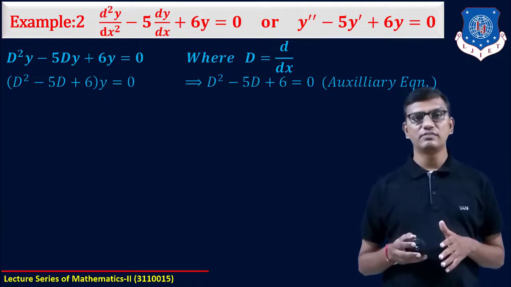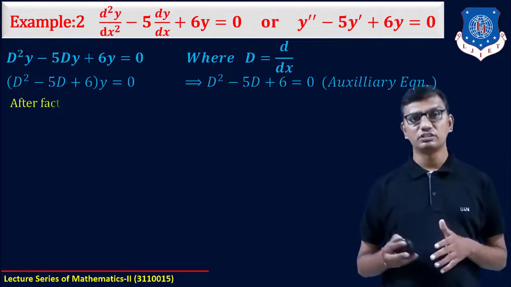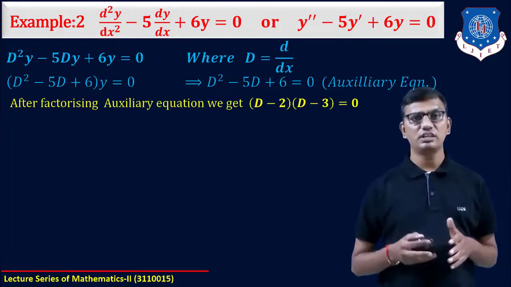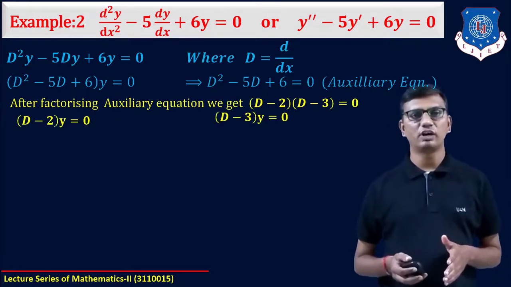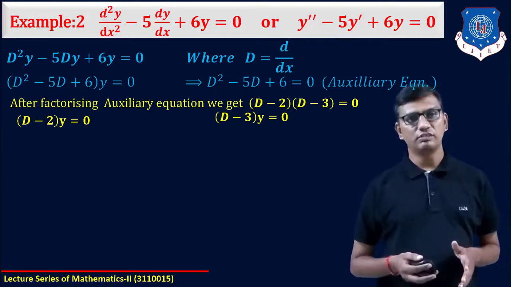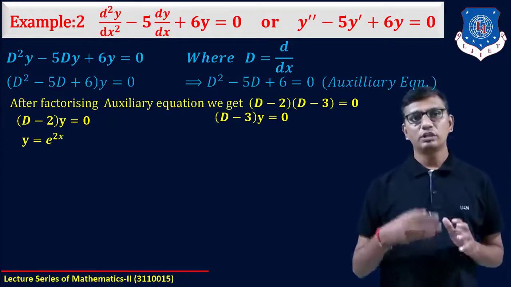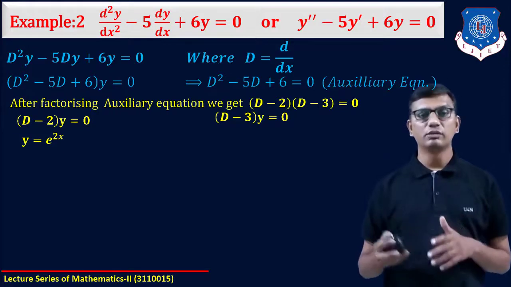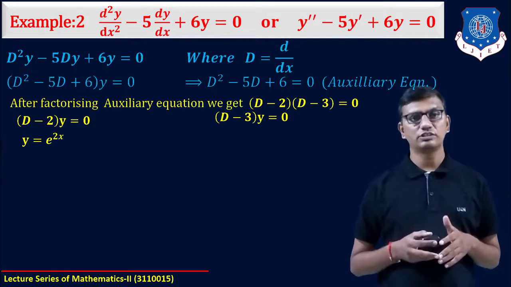Here D is our differential operator d/dx. After factorizing these equations, we get (D - 2) and (D - 3) as factors. Now we have two first order differential equations, (D - 2)y = 0 and (D - 3)y = 0. After solving the first differential equation, we get the first solution y = e^(2x), and we put it in our differential equation y'' - 5y' + 6y = 0 to verify whether it is a solution of our original differential equation or not.